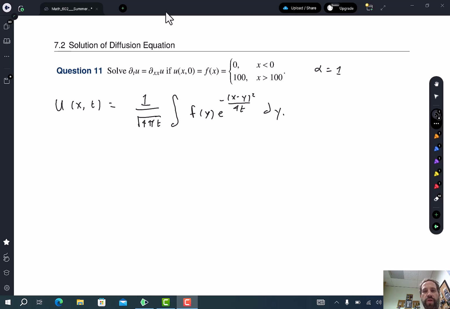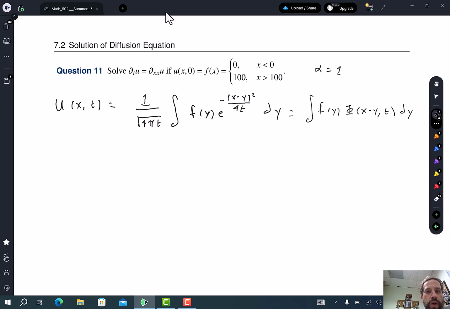If we want to, we could write this a little more concisely. Sometimes it's helpful to abstract and think about it just in this way: f of y times the fundamental solution, x minus y, t dy. Okay, they both have their advantages and disadvantages.